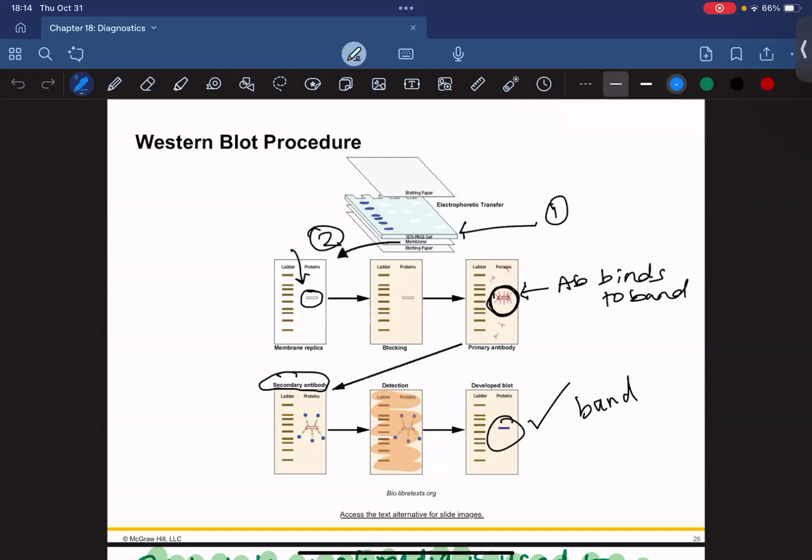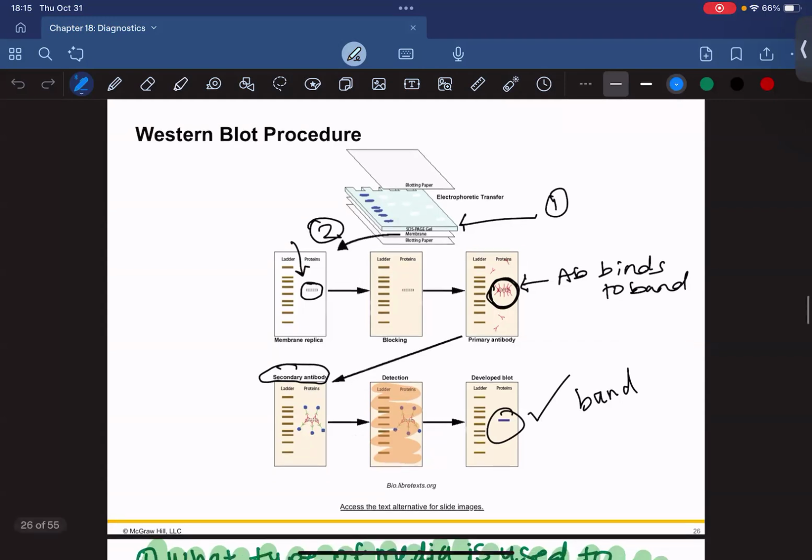So patient sample onto membrane, block it, antibody onto it, secondary antibody to see that antibody that causes a color change or visualization of some kind. That's Western blot. This is super specific, highly sensitive. You will do this to confirm your ELISA if you get a result that you can't really trust.